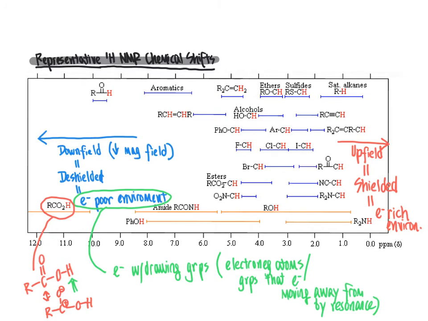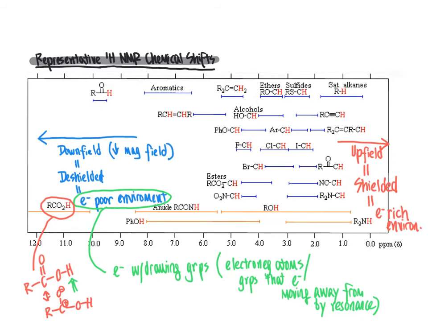And so by both resonance as well as induction, the presence of electronegative atoms, we can illustrate that there are multiple ways that there are electron withdrawing effects going on here. And as a consequence of that, this is very, very deshielded. It's in a very electron poor environment.